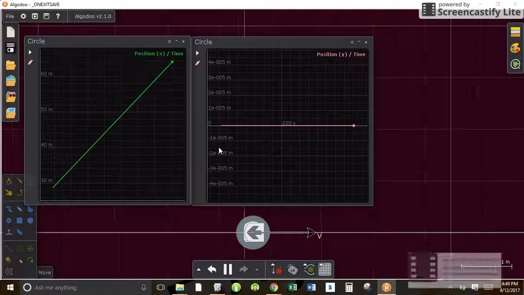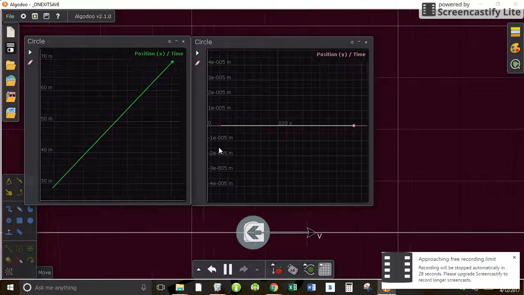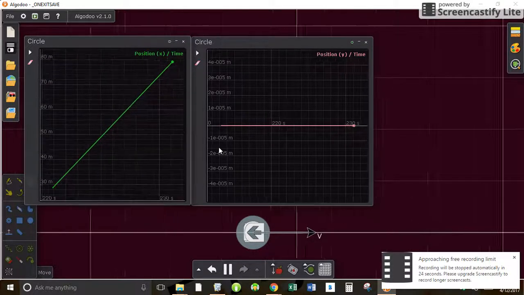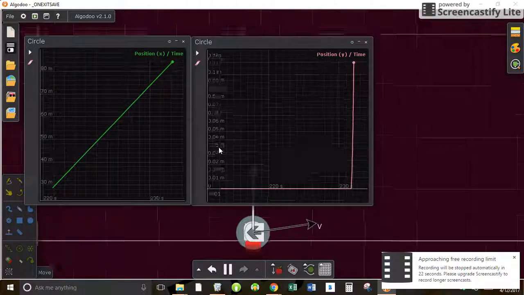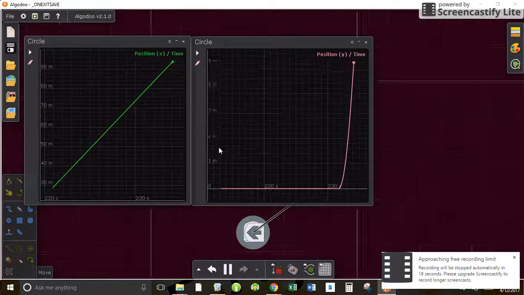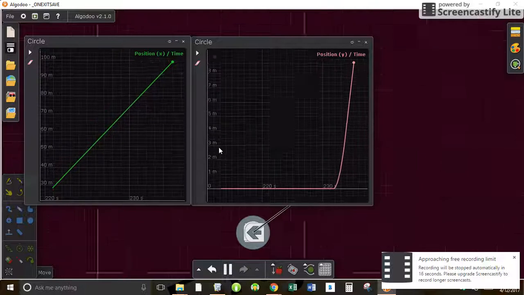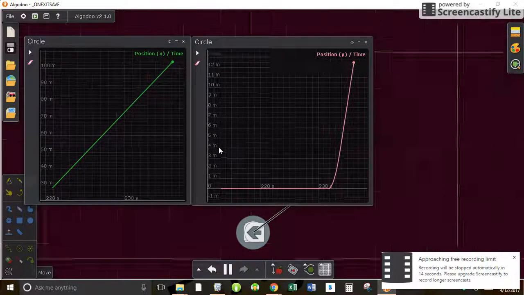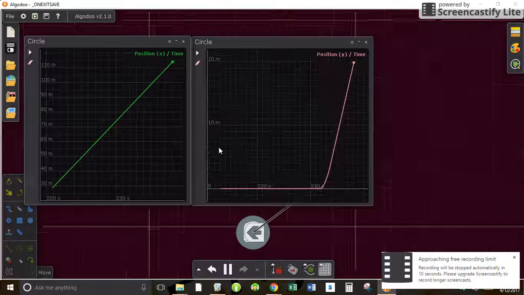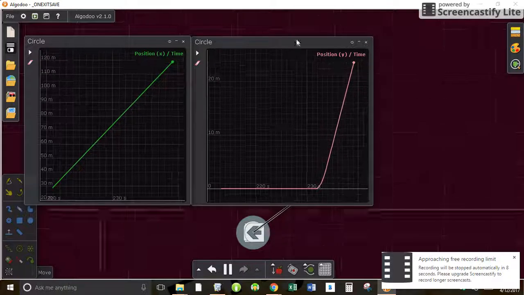Now, I am going to give it a little kick. Here we go. Kick upwards. What's going to happen? Watch the graphs. Kick upwards. Whoa, we're speeding up, definitely. But the x graph didn't change. The y graph did. And now we stopped kicking it. It is now going at a constant velocity, a faster constant velocity than before.